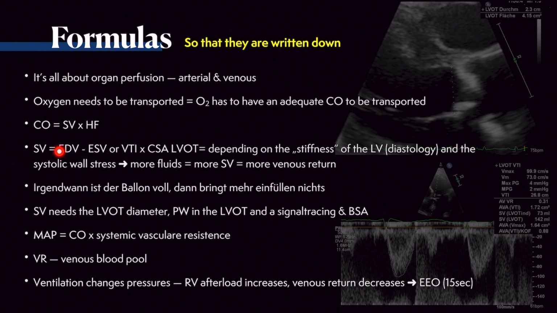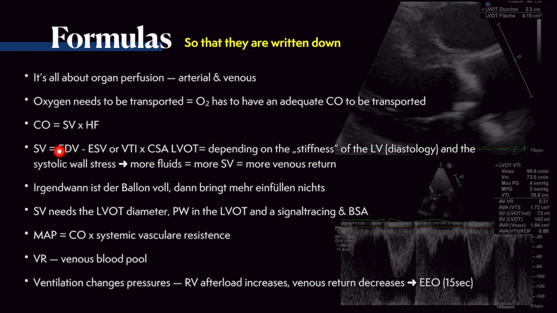What it is about, so that we are also discussing some more formulas, so just something you can, for example, print out or take a photograph of, so that you simply have it written down. Overall, the main goal is optimized organ perfusion, arterial and venous.